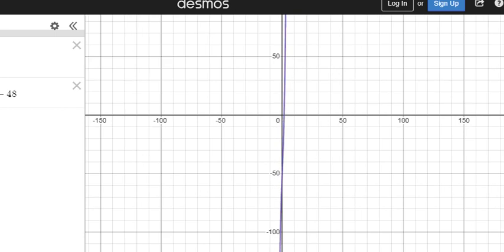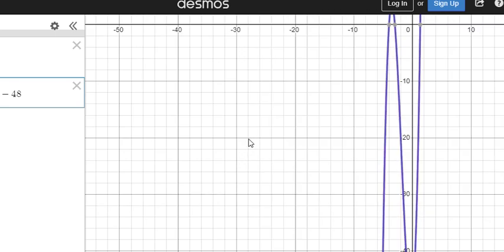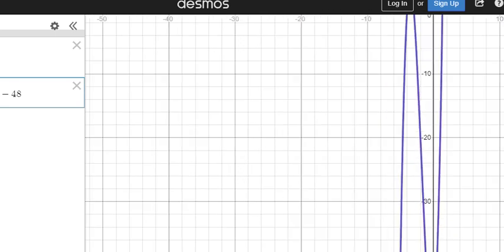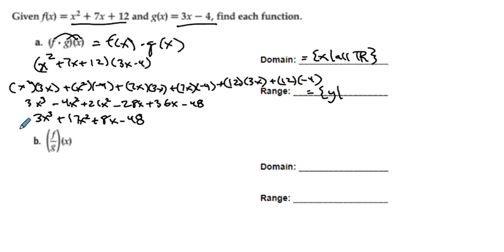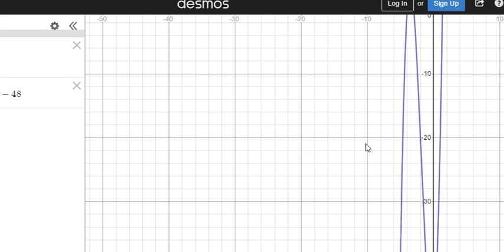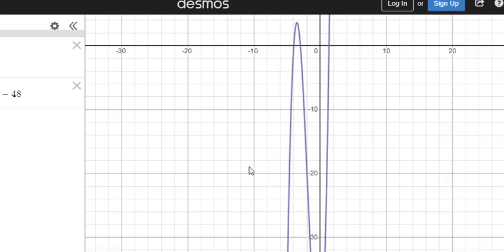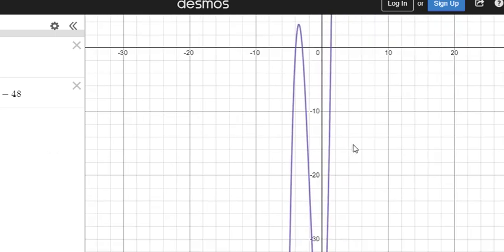Or you know what? I missed something here. We need a square here, don't we? Mr. Simons, you're falling apart. All right, so that's kind of what we got here. Let's see if I did that right. I can't remember if it was supposed to be negative. No, it's positive. 3x cubed, 17x squared, 8x, -48. Yep, there we go. All right, so we got a classic cubic-looking function here.